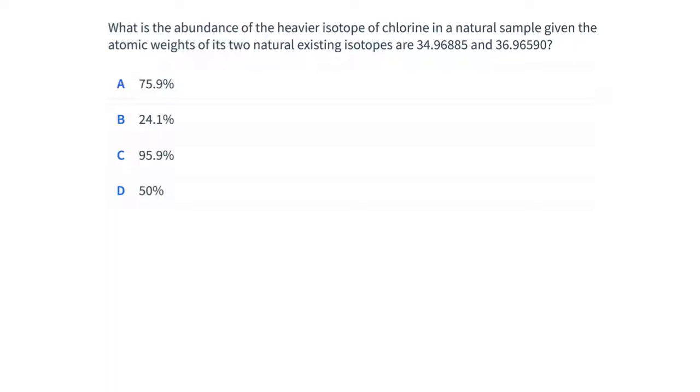And then there's also a question to start us off today, on trying to figure out the abundance of the heavier isotope of chlorine in a natural sample, given the atomic weights of its two naturally existing isotopes are about 35 and close to 37 AMU. Turns out chlorine, we talked about this before, exists as just two isotopes, chlorine 35 and chlorine 37. So I'll give you guys a couple minutes to think about that one.